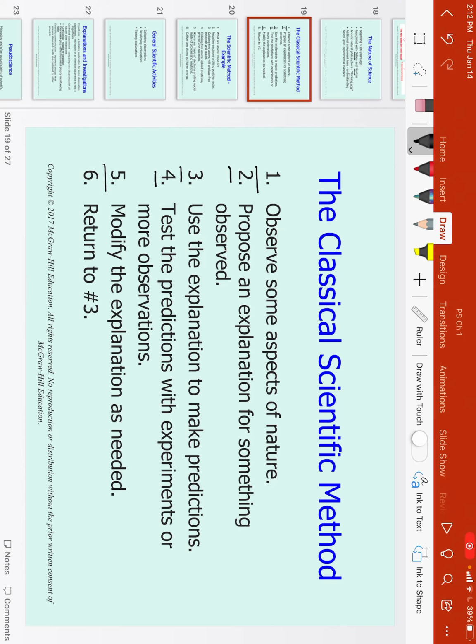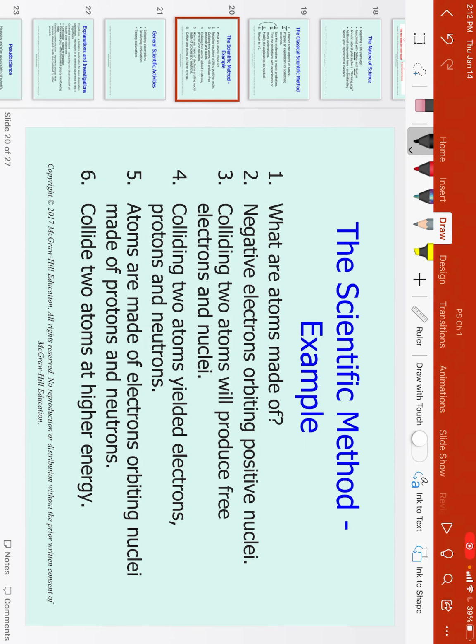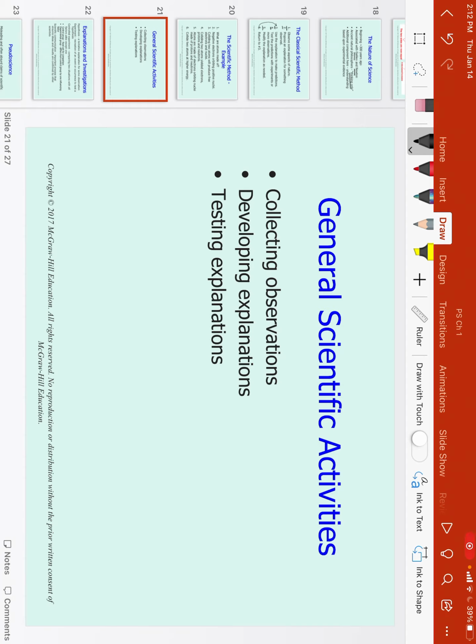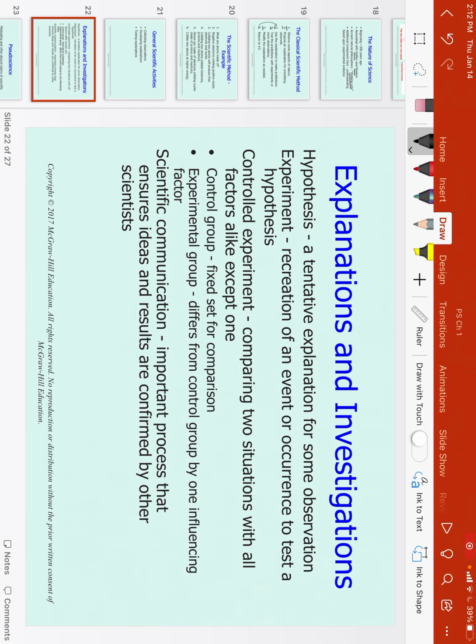If they fell, then they had to go back to step 3 and figure out what they were doing wrong and how to fix it. They give you a much more complicated example of the scientific method, and I don't like it, so I don't use it. General scientific activities: in lab, you're going to have to collect observations or data, explain why things happened the way they did, and then test those explanations with an experiment.